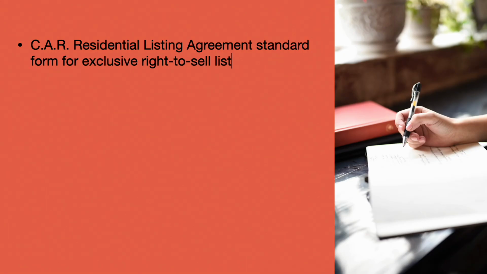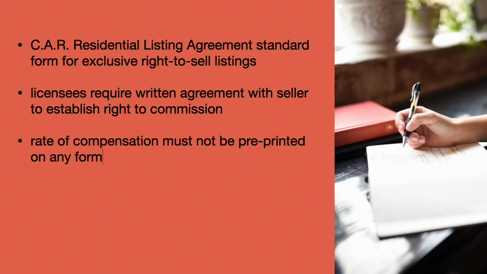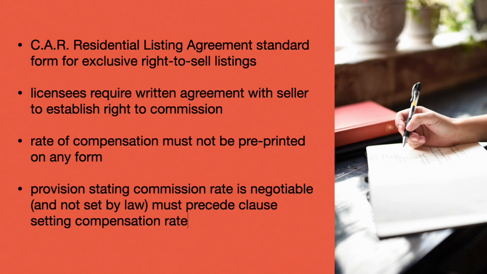The pre-printed form for the exclusive right to sell listing agreement is the CAR Residential Listing Agreement. Licensees must have a written agreement with a seller to establish the right to a commission. The rate of compensation must not be on a pre-printed form. A provision notifying the seller that the commission rate is negotiable and not set by law must be included prior to the clause setting the compensation rate.